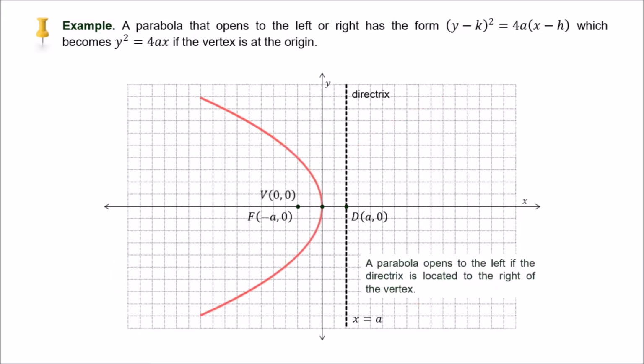On the other hand, a parabola that opens to the left is when the directrix is located to the right of the vertex.